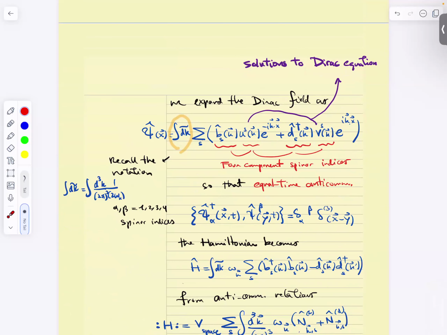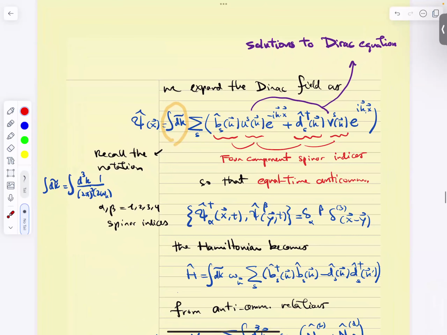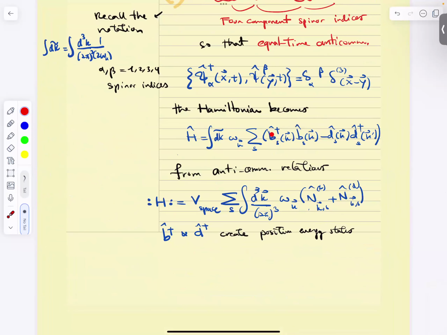Good. So what is the Hamiltonian? The Hamiltonian becomes B dagger B minus D dagger D. Using the anti-commutation relations, you could write this as the number operator of B particles minus the number operator of D particles, and then you can take out the half as before, right? So there will still be that vacuum divergence with the fermions. There will be the UV divergence.